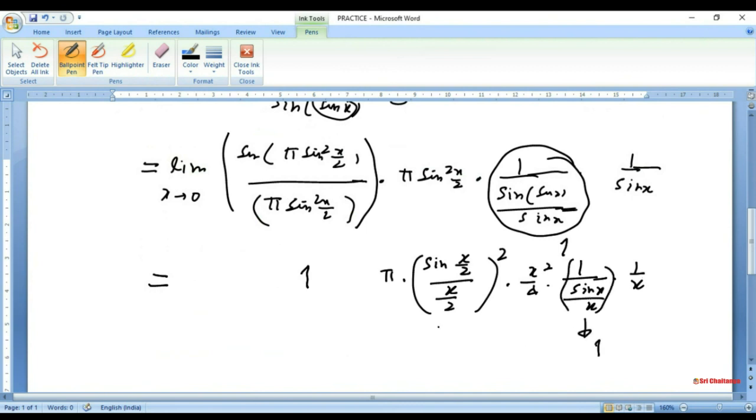This limit gives you 1. This also gives you 1. This x cancels with x squared, giving x in the numerator. And so now when you take limit x tend to 0 of the whole expression, only a lot of ones remain and pi, and the final term is this x that becomes 0, and so your answer becomes 0, which I have boxed.